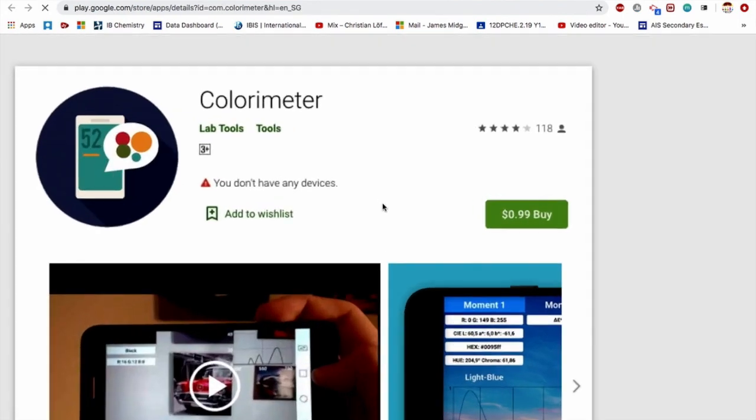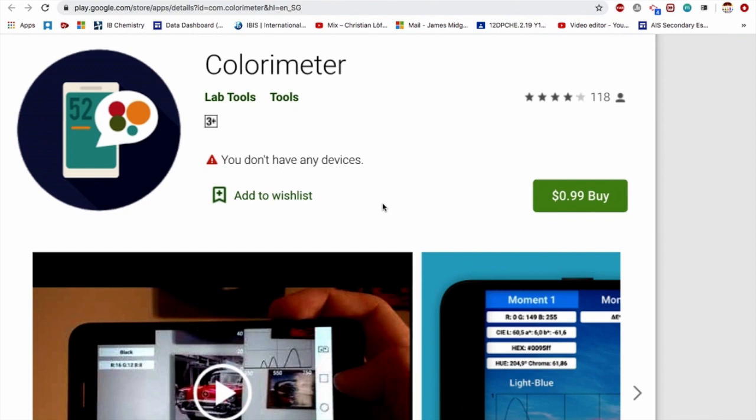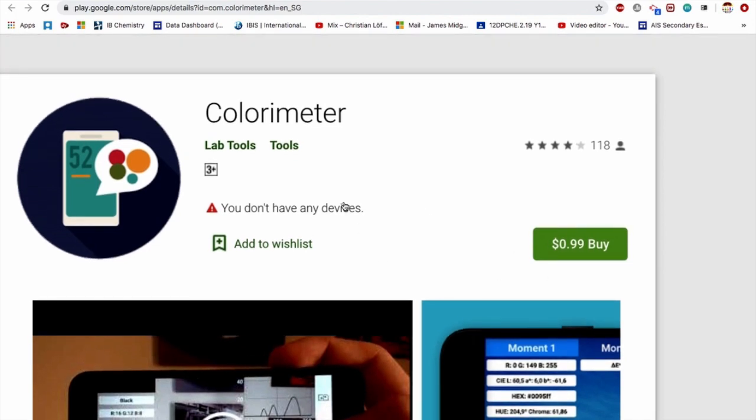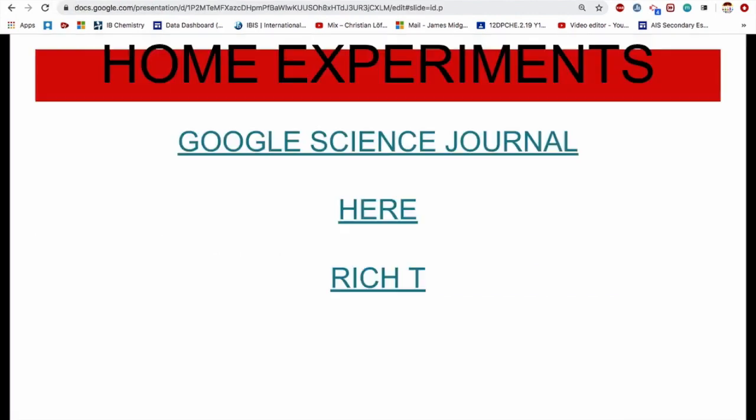You can also pay for a colorimeter if you want to. I think it's 99 cents for this one. Yeah, 99 cents to buy that. That's up to you. I'm keeping everything free that I'm keeping in this video.